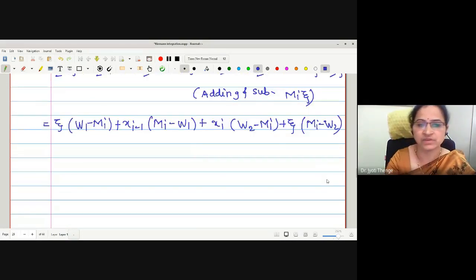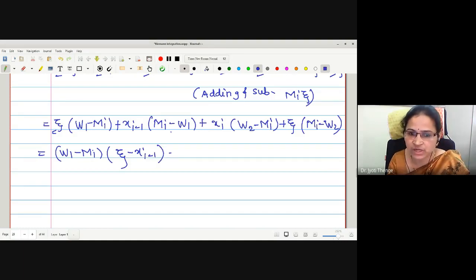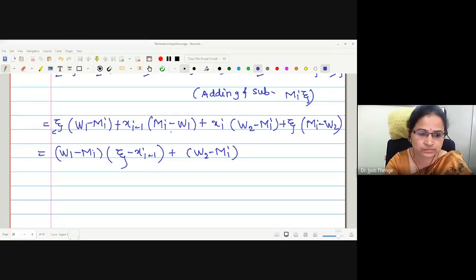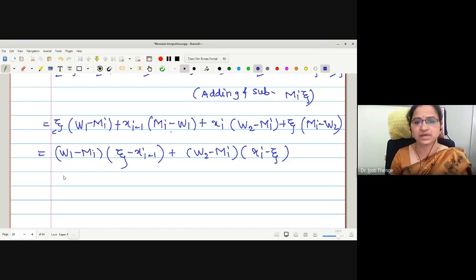Now, very similarly, we will collect the coefficients of w1 minus mi and w2 minus mi. This is the first coefficient of w1 minus mi, that is zeta, and here is one more term, but this is mi minus w1. We will take a negative sign common and you can write minus xi minus 1. Similarly, I will take the coefficients of w2 minus mi. Here it is xi and here it is mi minus w2, therefore putting a negative, this is xi minus zeta.